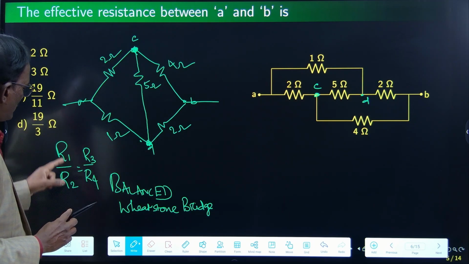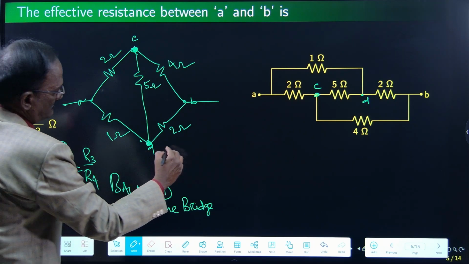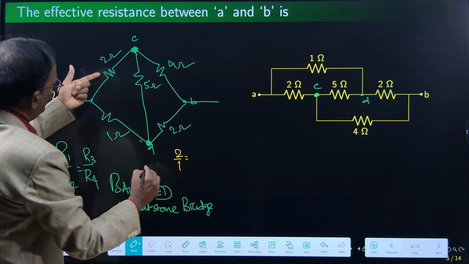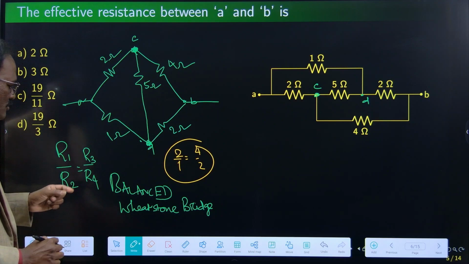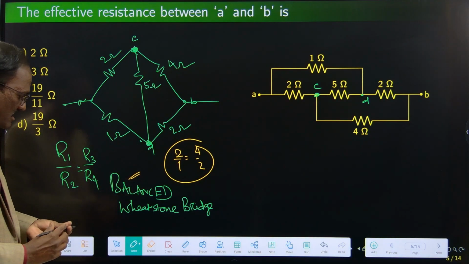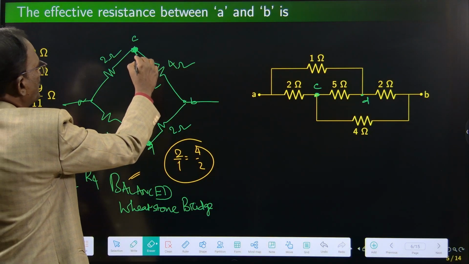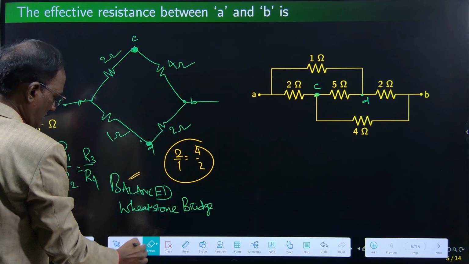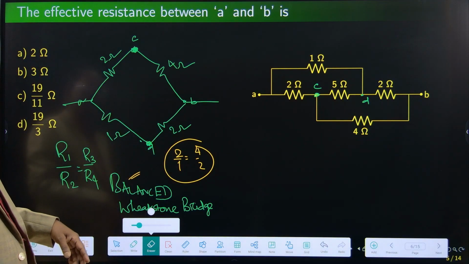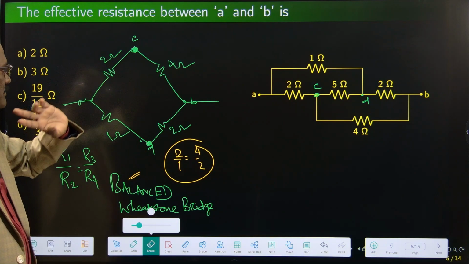So R1 by R2 is 2 by 1, and on the right-hand side, 4 by 2. Yes, it is balanced. 2 is equal to 2. It is a balanced Wheatstone bridge. So now I can remove this particular resistance. Since it is a balanced bridge, I am removing it.